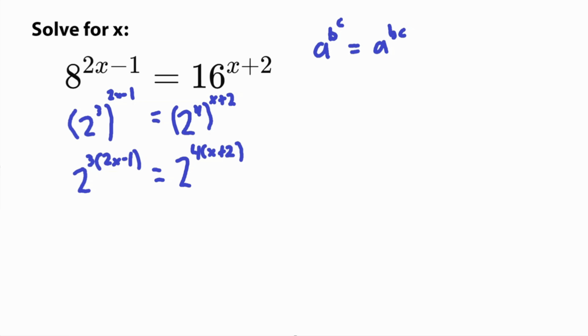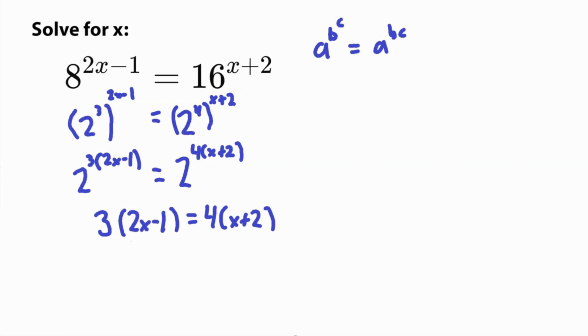Okay, and now we are at the point where we have the exact same base here and here, right? So what we can do, as I mentioned before, is literally just drop the base, forget about it, and write our exponents as if they were just normal values, not exponents. So 3 times 2x minus 1 is equal to 4 times x plus 2.